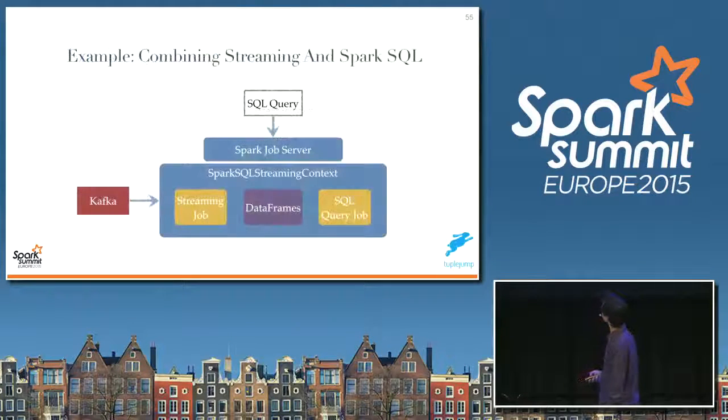Another example is that you can combine streaming and Spark SQL. So you can have a Spark SQL streaming context, where you have a streaming job that has data coming in. This can populate a data frame. Then I can have a query job that runs on the same context. If you're doing this, you would use a fair scheduler so that you can have multiple threads running at the same time. And this would then be able to query your streaming data out. It's a pretty powerful application.